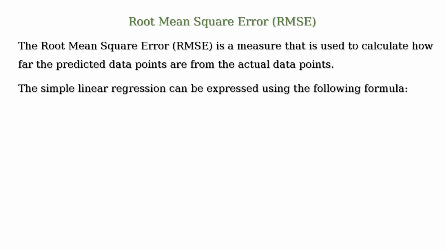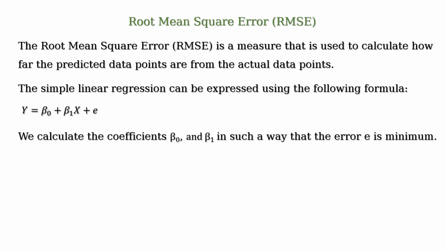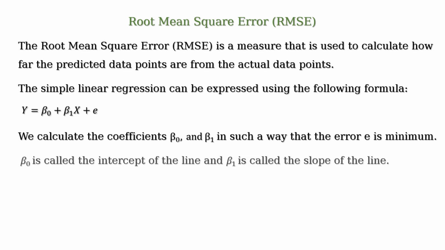As we know, the simple linear regression can be expressed using the following formula. Y is equal to beta 0 plus beta 1x plus e, and we calculate the coefficients beta 0 and beta 1 in such a way that the error e is minimum. Beta 0 is called the intercept of the line and beta 1 is called the slope of the line.